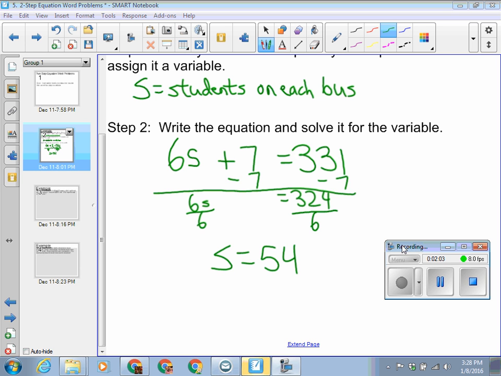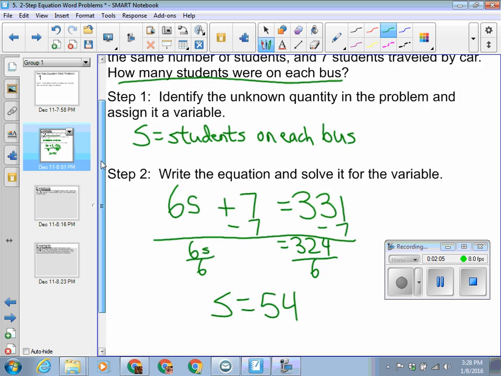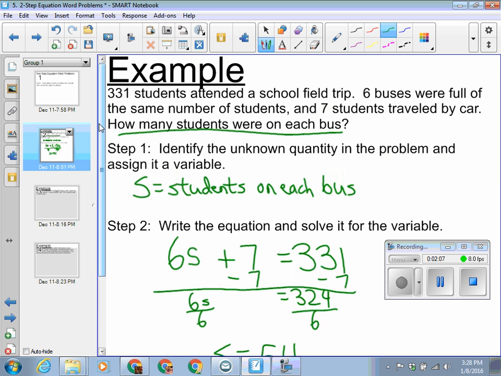Now, if we think about this, go back to the word problem. We have 54 students on 6 buses. So 54 times 6, that should give us that 324. And for these 7 other students that are going by car, those are 331 total. So it checks out.